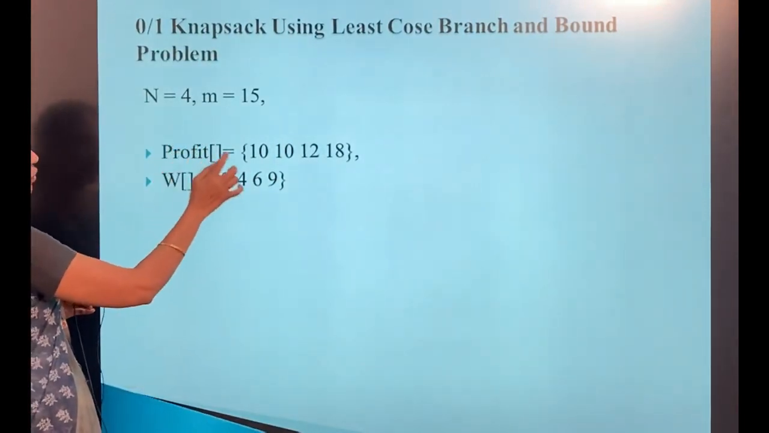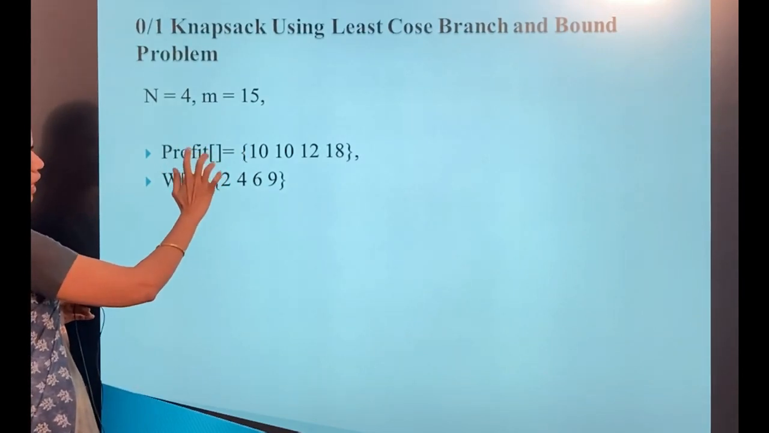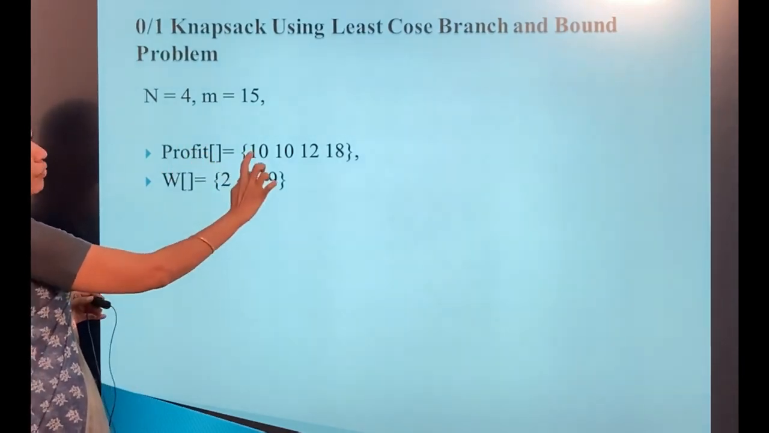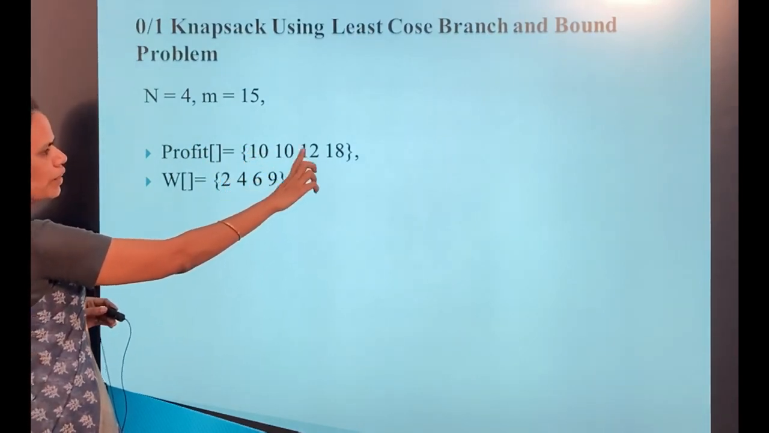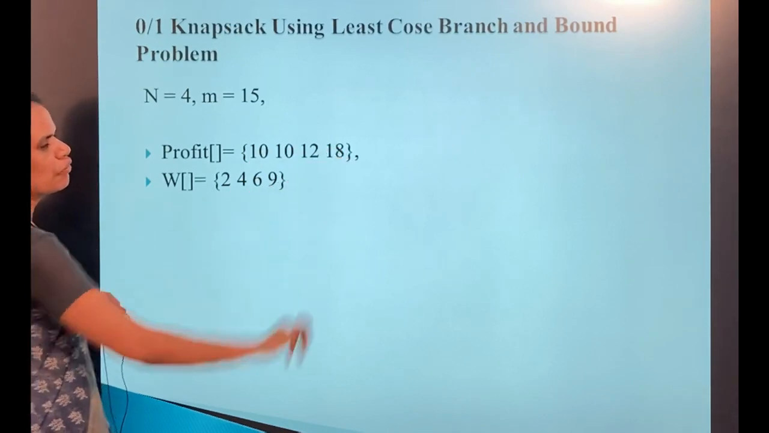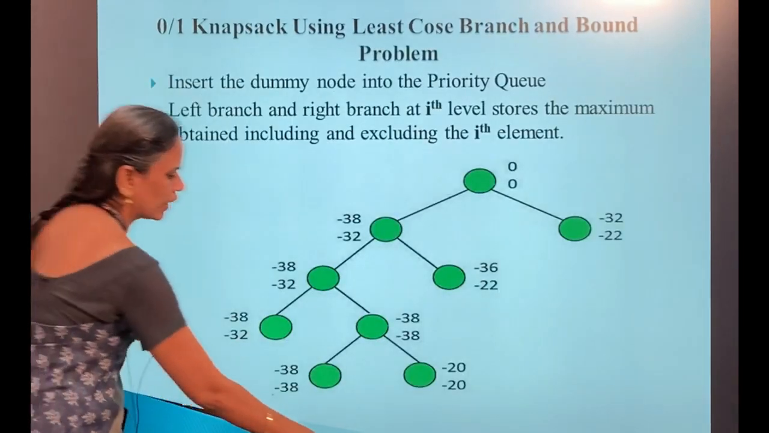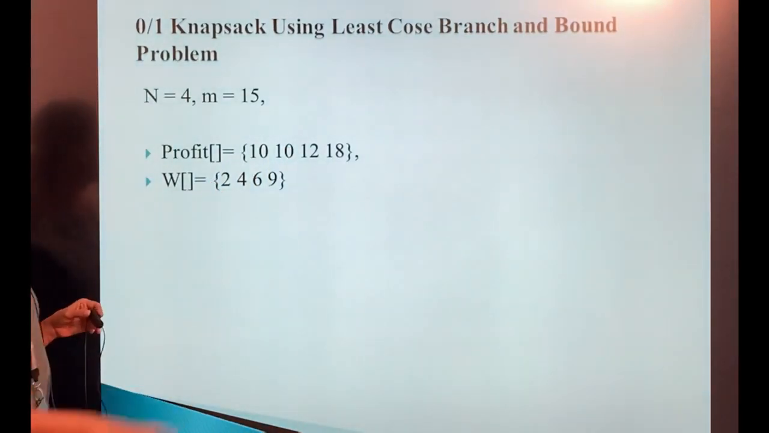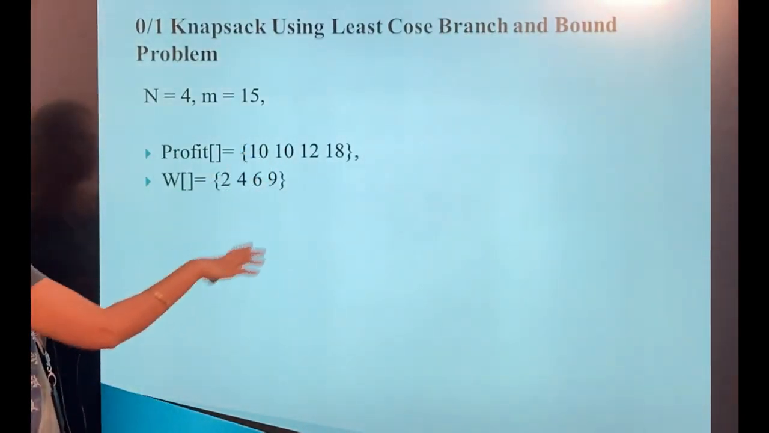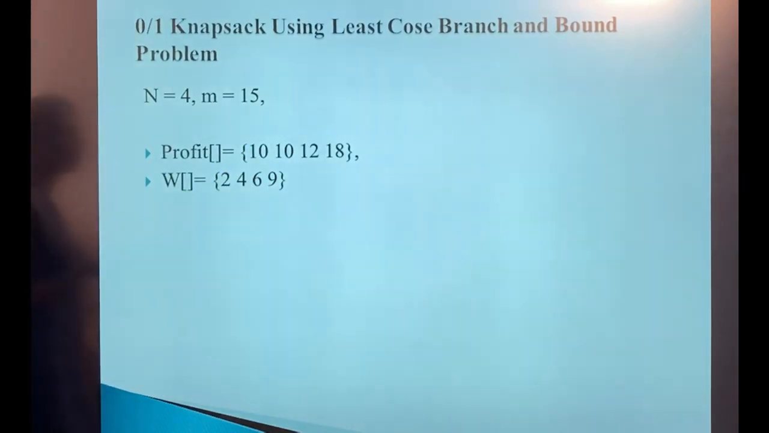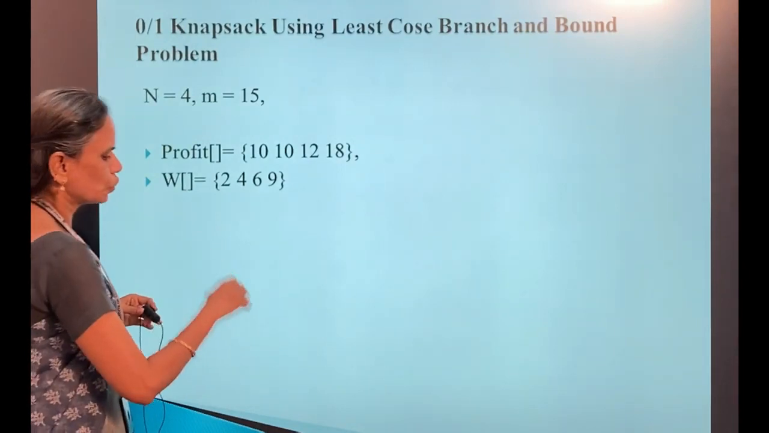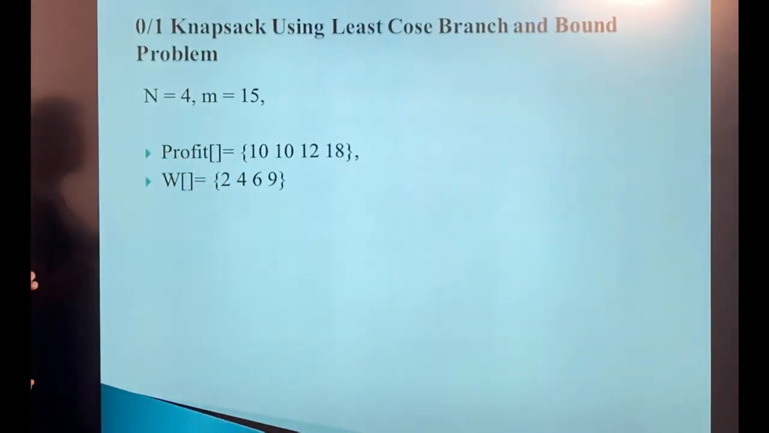Each and every object has some profit and weight. The profit for object 1 is 10, object 2 is 10, object 3 is 12, and object 4 is 18, and we also have weights for each object. We have to consider all these objects, including them into the knapsack or not, and find the maximum profit. So this is actually a maximization problem.